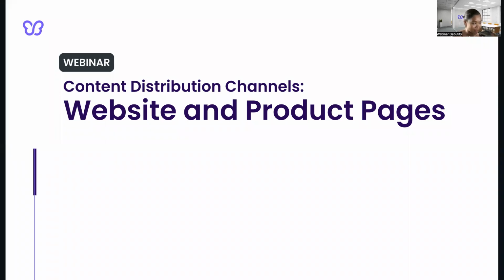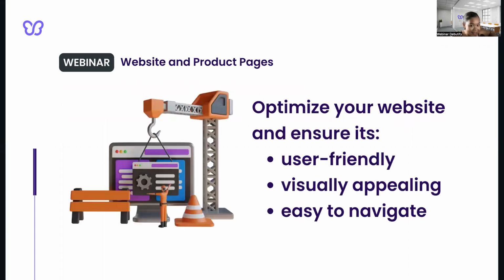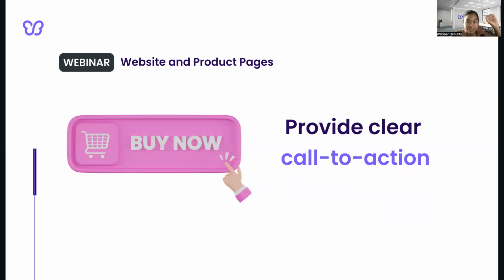You got the content creation process, and now where do we actually post them? So here are the different distribution channels that you can use. Your website and your product pages are your online storefront. So that's the first part of where you should put your content. Optimize them to showcase your content effectively. Ensure that your website is user-friendly, visually appealing, and easy to navigate. Highlight your top performing content and products prominently. And of course, provide clear calls to action to guide visitors towards making a purchase or engaging further with your brand.